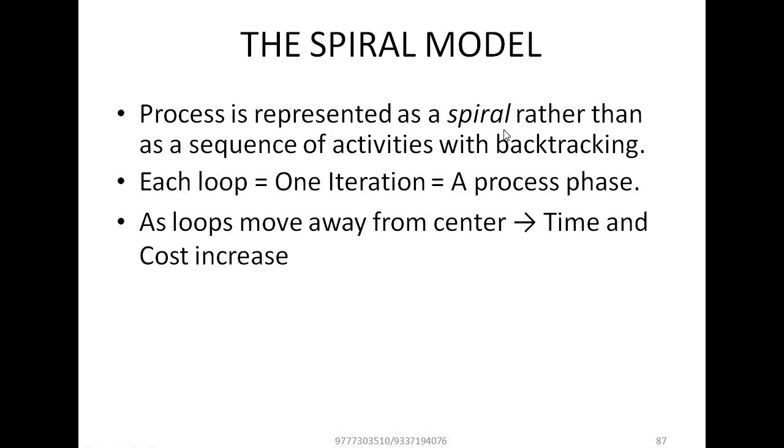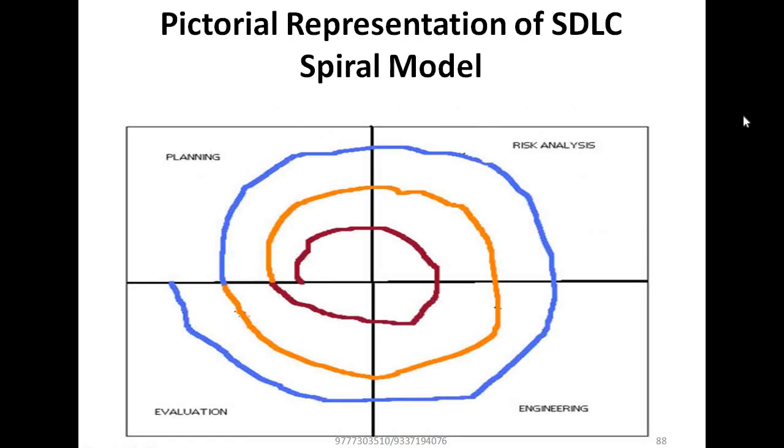Process is represented as a spiral rather than as a sequence of activities with backtracking. See the diagram of the spiral model. It is not a systematic, sequential way. It is a cyclic way.